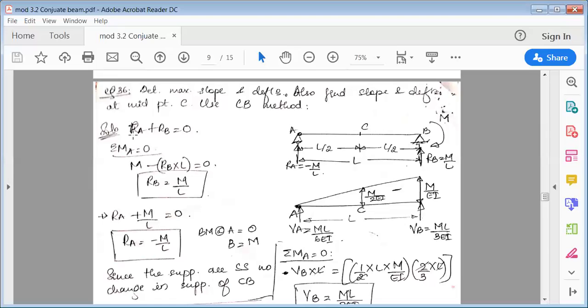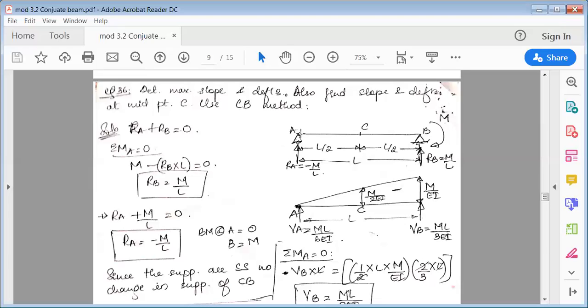So first we'll draw the diagram, and then we'll start with the reactions. So we'll start finding the reactions. So as usual, first equilibrium equations: summation H is equal to 0, summation V is equal to 0, and moment about any given point A is 0. Okay, so no horizontal loads. Next is Ra plus Rb is equal to 0. So we don't know Ra and Rb. So we will find that using the third equation. Now the third equation says we'll find moment about A.